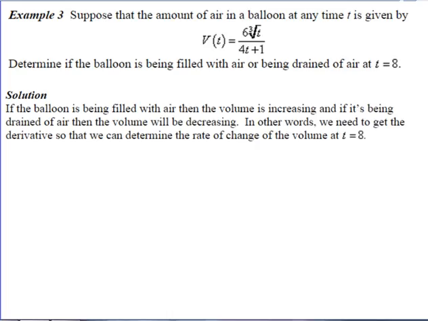So this is just a rate of change. So then they're telling us to take the derivative. And all they want to know, now notice how the question is. It says determine if the balloon is being filled with air or being drained. They don't want to know how much air. So all they really want to know is if it's what? Positive or negative. Does that make sense? So does everybody see? Tell me what we're going to do. We're going to take the derivative. Well, I don't need to find 0 because they gave me t equals 8, right? So I'm going to take the derivative.